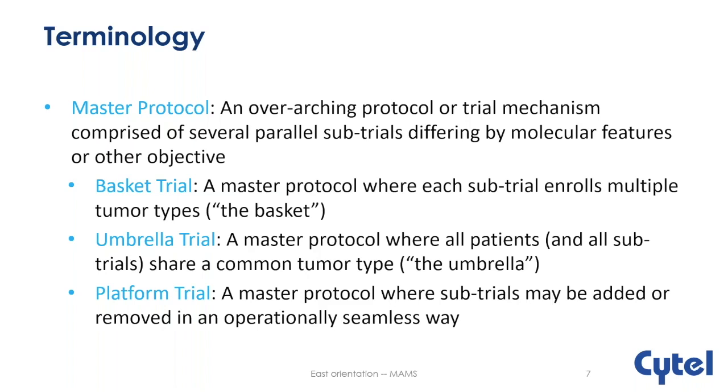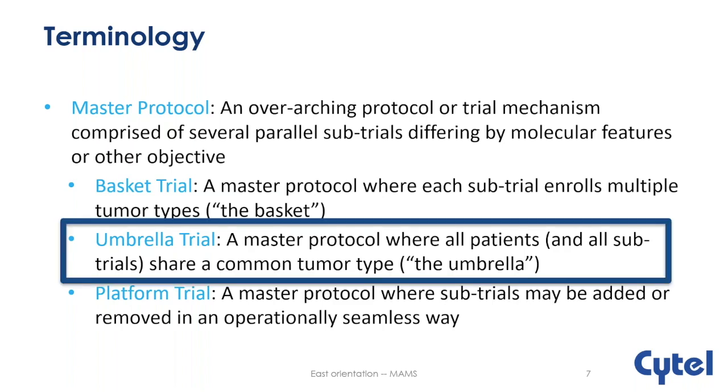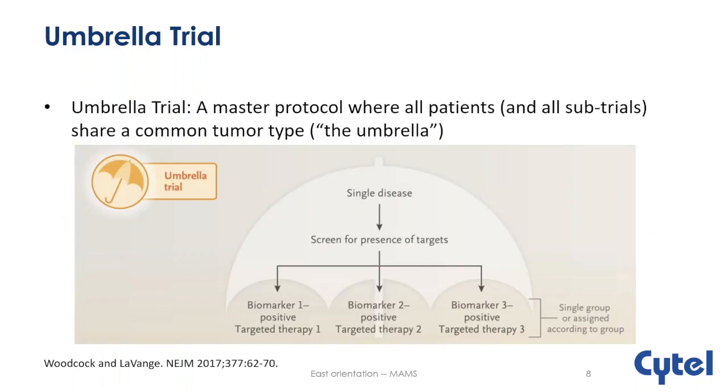There are different flavors of master protocol trials. You have probably heard already of the basket trials, where you have a master protocol where each one of the sub-trials enrolls multiple tumor types, and that is what we call the basket. There is the umbrella type of trial, where all patients and all sub-trials share a common tumor type. That would be the umbrella. And then we have a platform trial, where the sub-trials may be added or removed in an operationally seamless way. As we mentioned in the title of today's presentation, our emphasis will be on the umbrella trials, and there are different implementations of those trials as well.